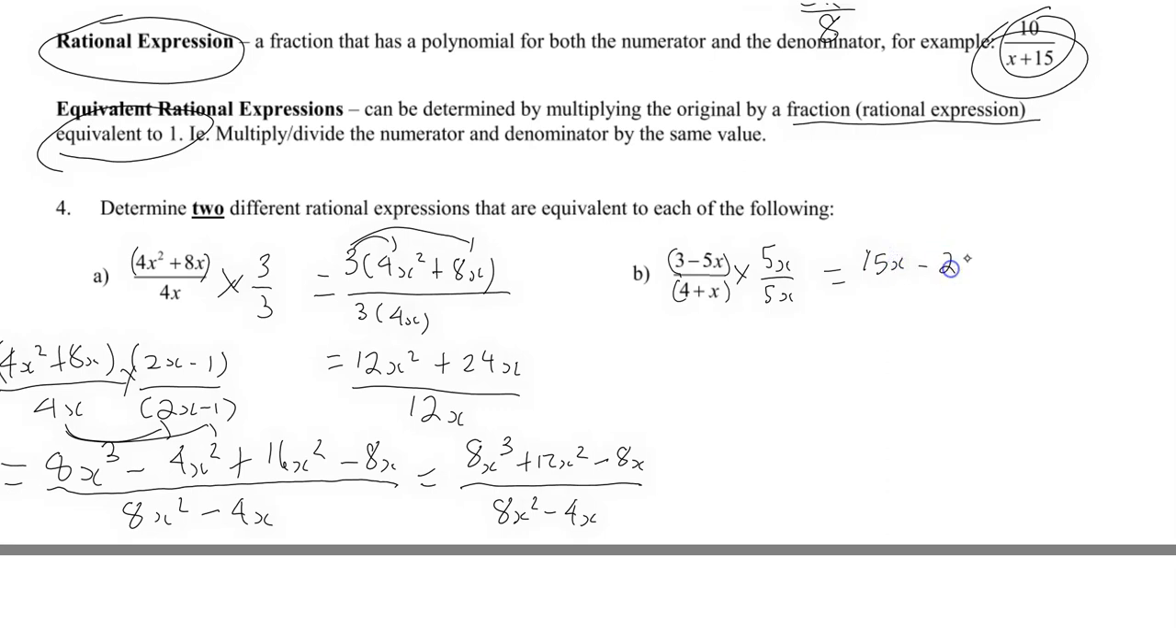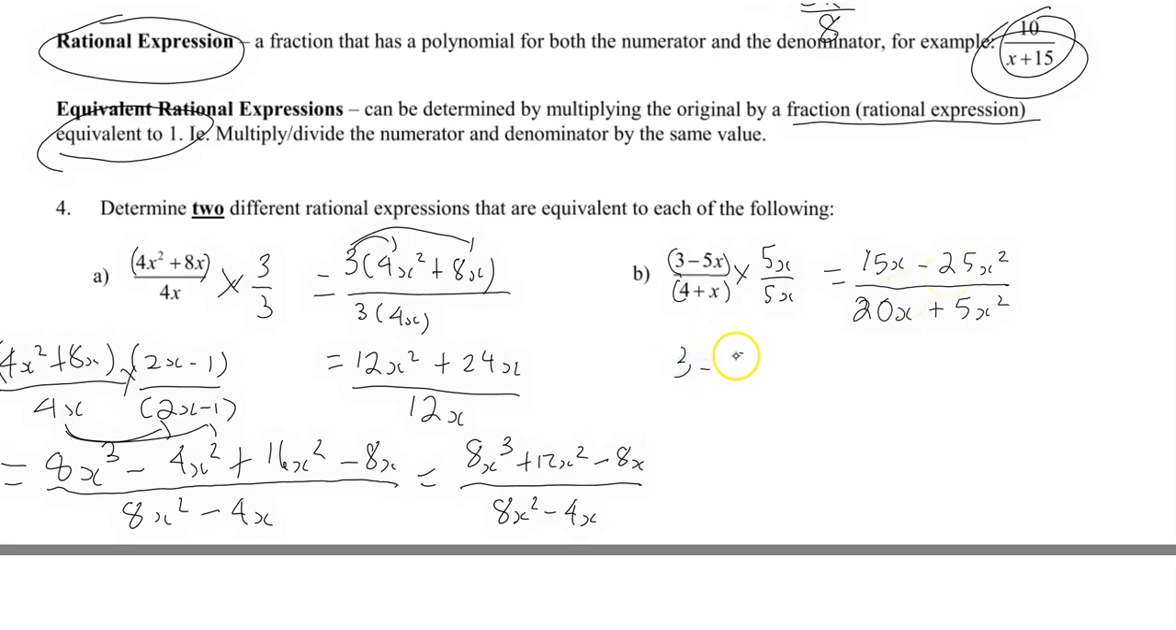15x minus 25x squared over 20x plus 5x squared. Okay, so that is an equivalent rational expression, right? They're the same. In other words, if you put a value for x in here and worked it out, and then you put that same value of x in here, they would evaluate to the same number. Okay, that's something you can try if you want. Take my word, it'll work.